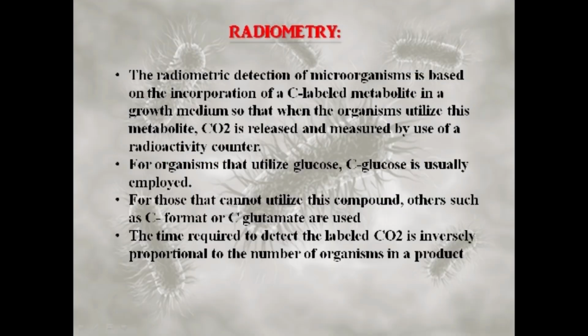The radiometric detection of microorganisms is based on the incorporation of a C-labeled metabolite in a growth medium, so that when the organisms utilize this metabolite, CO2 is released and measured by the use of a radioactivity counter. For organisms that utilize glucose, C-glucose is usually employed. For those that cannot utilize this compound, others such as C-formate or C-glutamate are used. The time required to detect the labeled CO2 is inversely proportional to the number of organisms in a product.